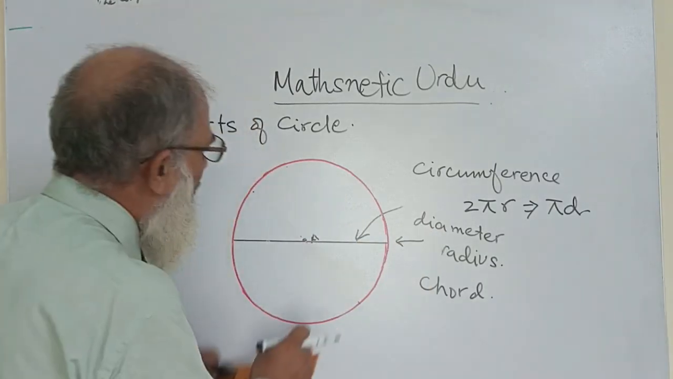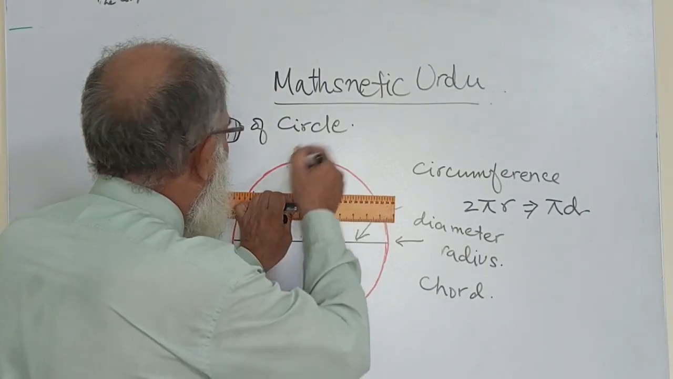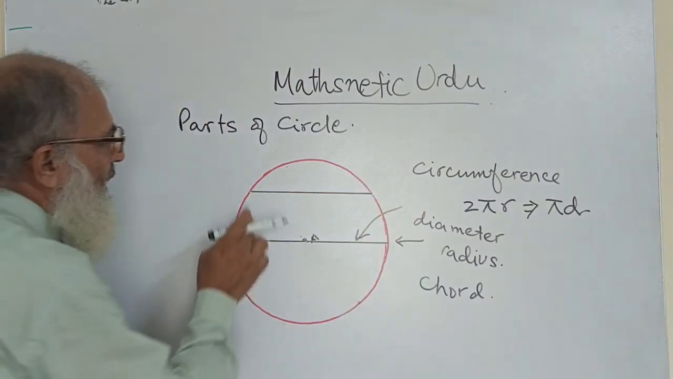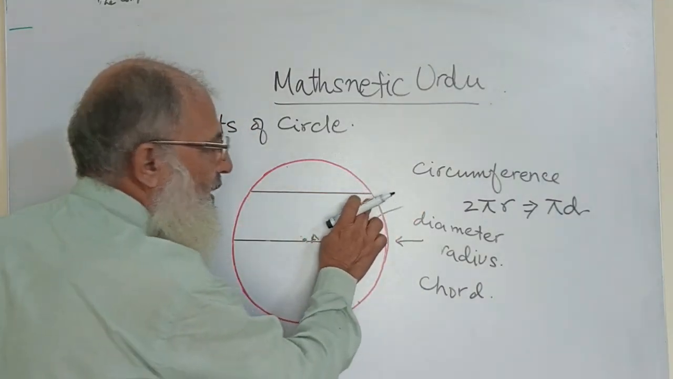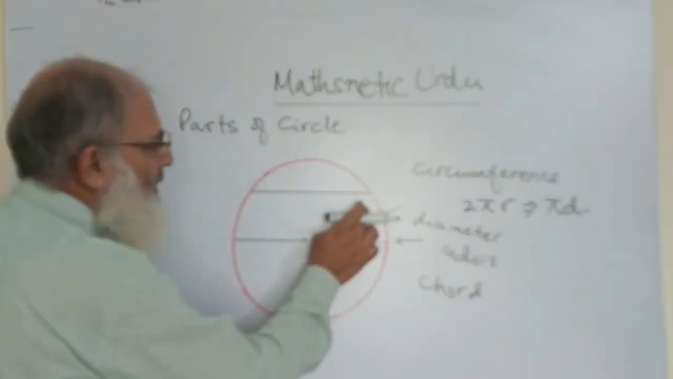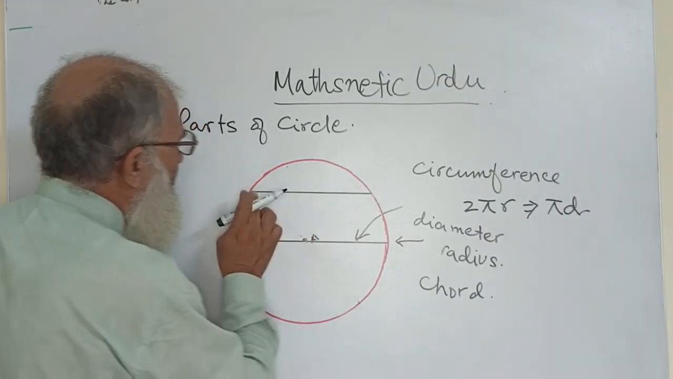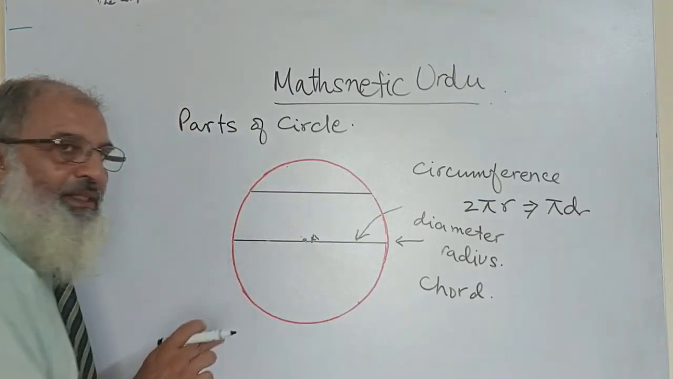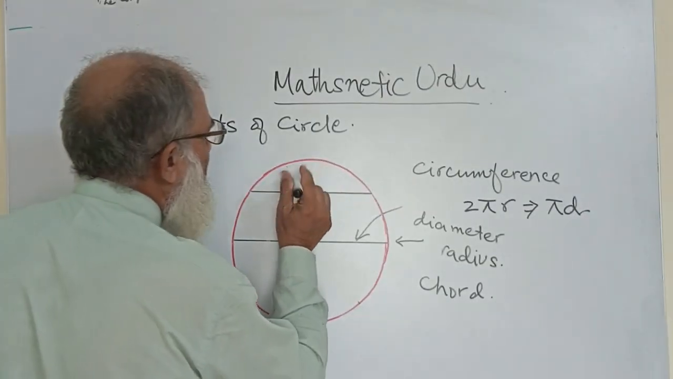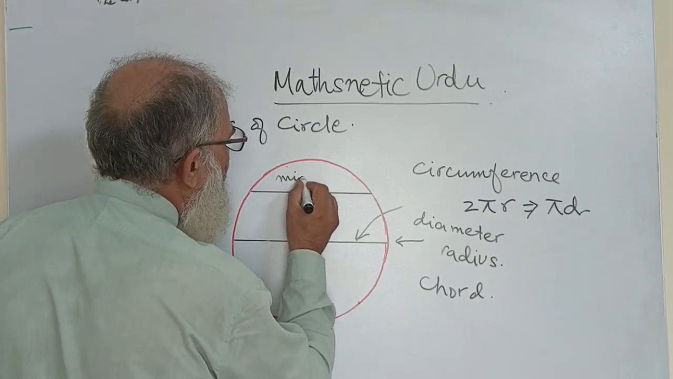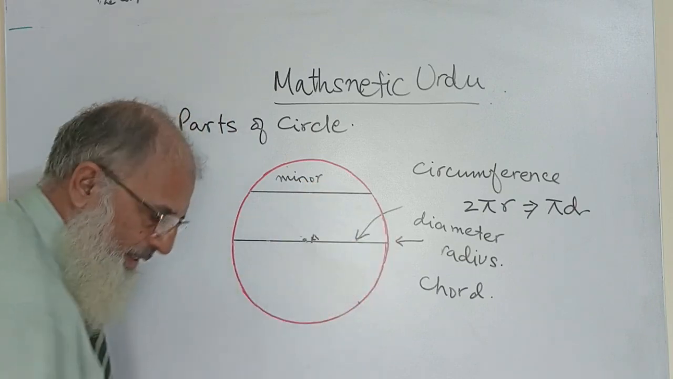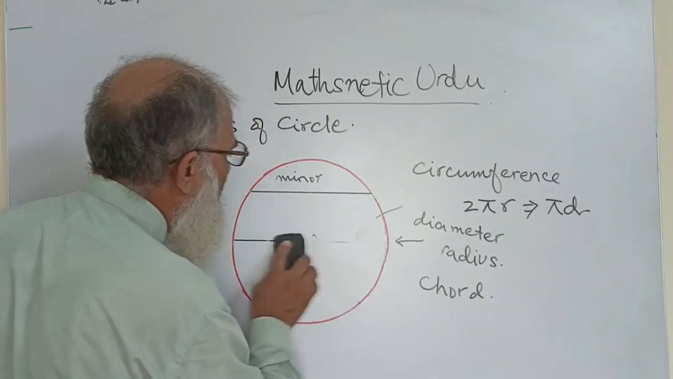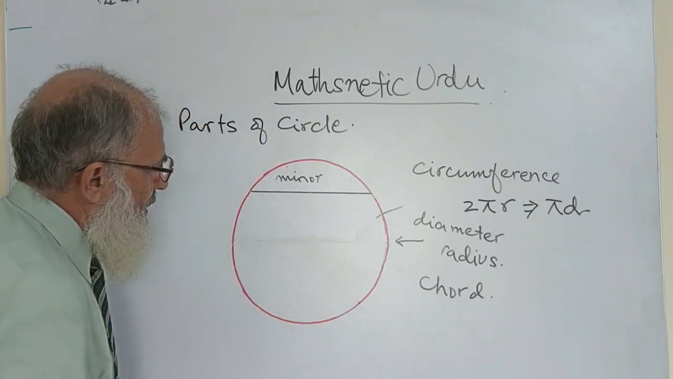Otherwise, the chord is like this. Now you see that it is also touching the circle, the circumference, at 2 points. It is a line which is dividing the circle into two parts. Now this part is called the minor part, and the whole, if I rub the diameter from here, you will then notice and you will then know what we have done.